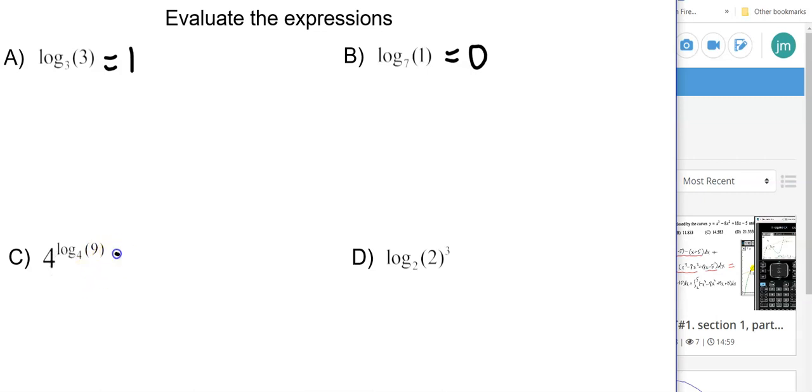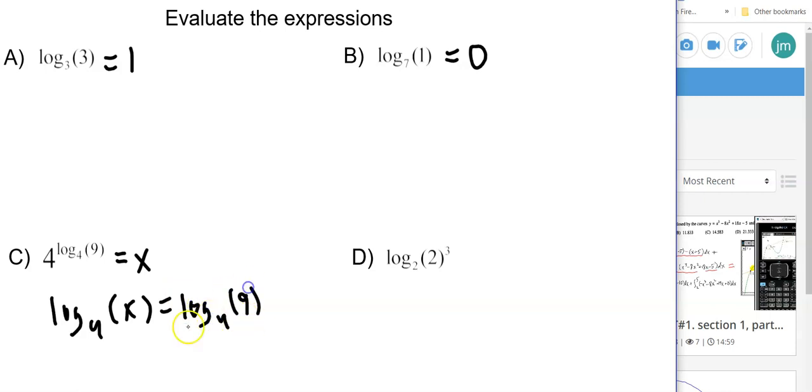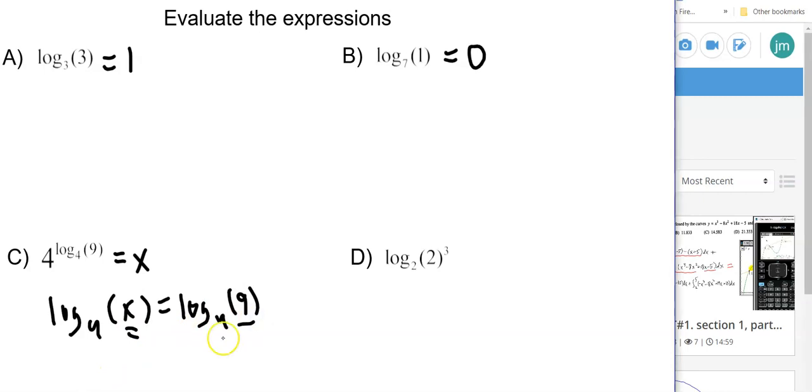But if you don't see that, let's just pretend we don't know. So I'm going to put it into log form. So log base 4 of x equals the exponent, which is log base 4 of 9. So what does x have to be there? So the property there is not actually equal to x, I mean, the answer there is 9.